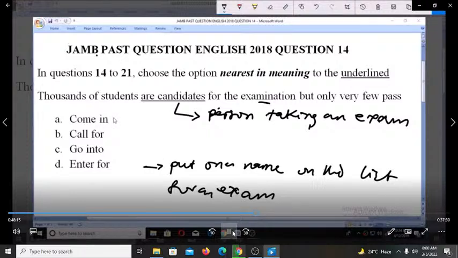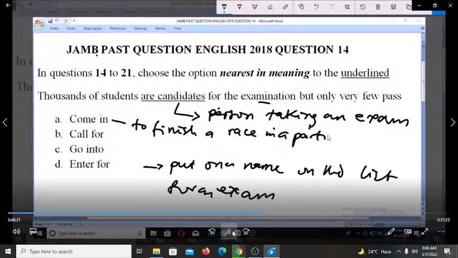But when you say come in, what does come in mean? Come in means to finish a race in a particular position. My horse came in last. That's the meaning of come in. You can say I came in last in the competition. Come in simply means the position that you finished in.